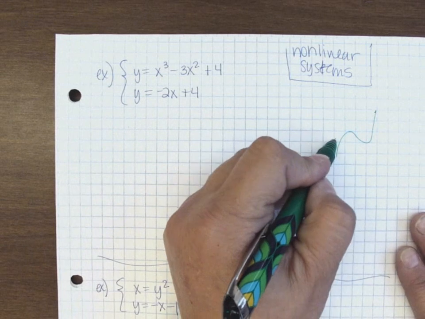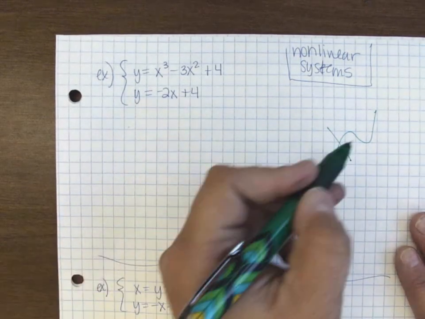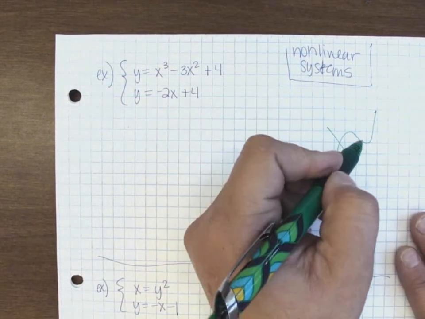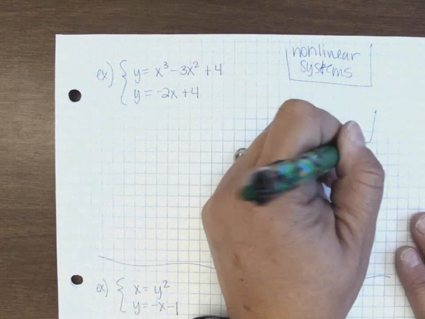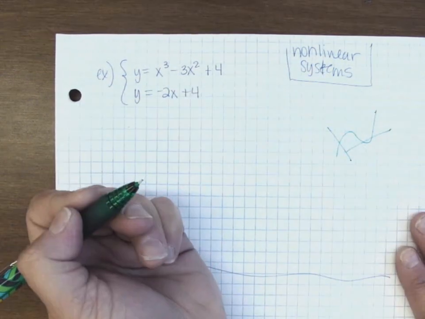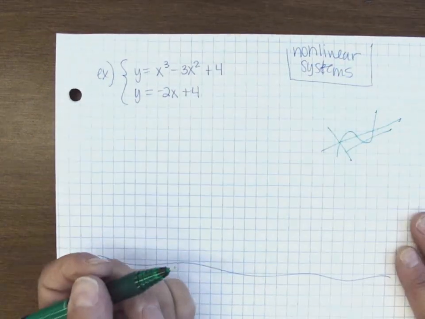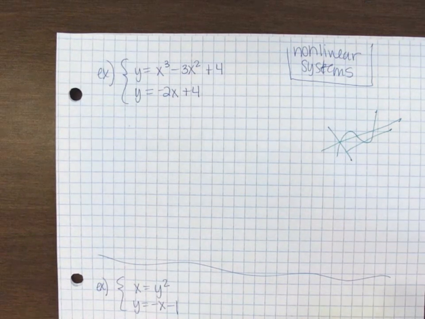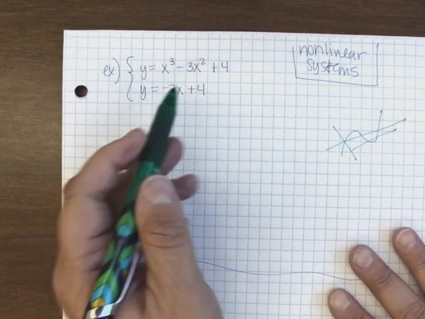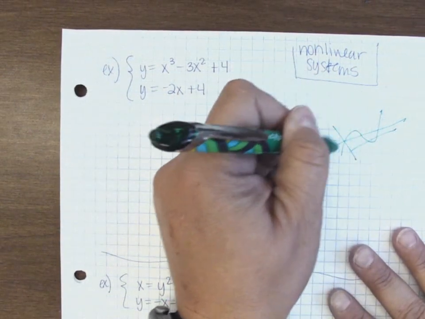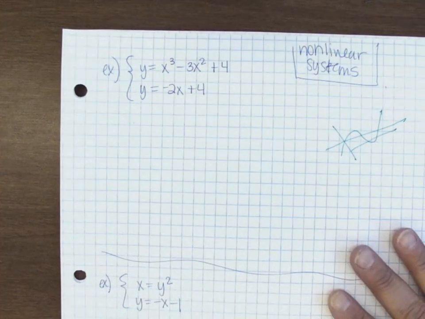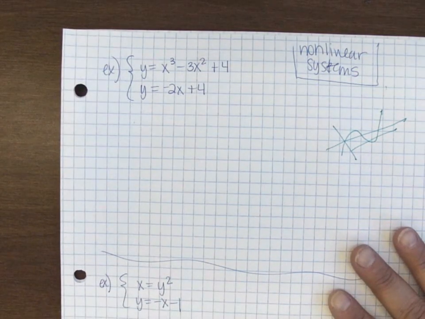So you have different options. It could cross 1 time. There's a way where it could cross 2 times if I was going a different direction maybe. It could cross 3 times. But you're going to have at least one answer, because this polynomial is going off in both directions. So they will cross at least 1 time.